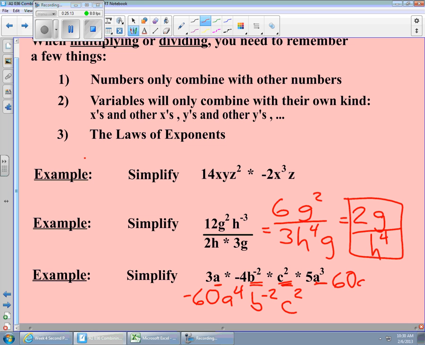So we're going to end up with negative 60 a to the fourth c squared. And in the denominator, here comes b. Now that it's in the denominator, its exponent is positive. So there you go, b squared in the denominator.